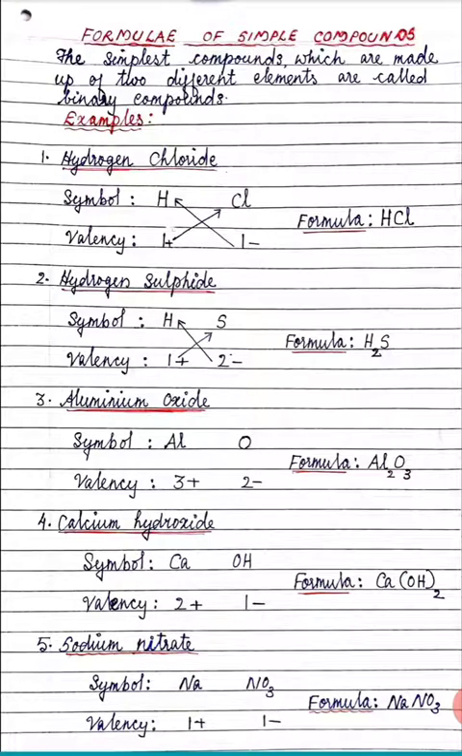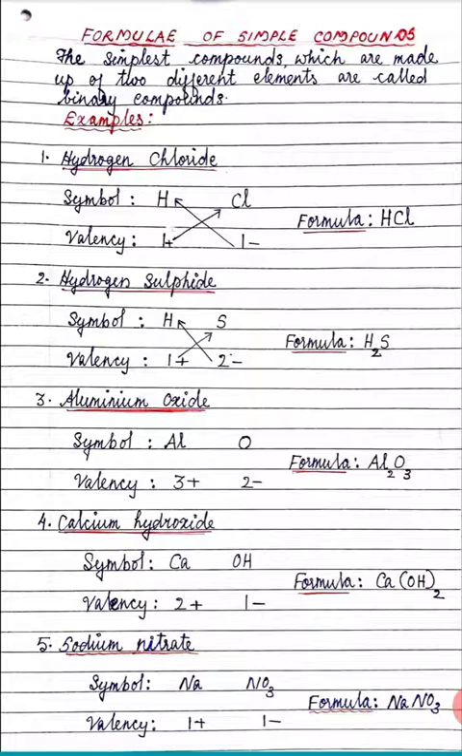The simplest compounds which are made up of two different elements are called binary compounds. In binary compounds, there are two different elements. While writing the chemical formulae for compounds, we write the constituent elements and their valencies as given here. Then we must cross over the valencies of the combining atoms. See the examples given here.